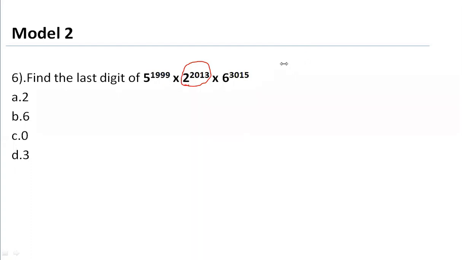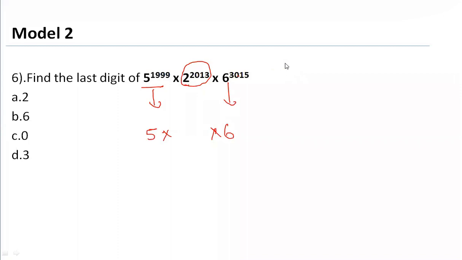Super, Kavya. So 5 power 199. 5 power any number gives 5 as the units place, so no need to worry. Next, 6 power 3015. 6 power anything gives 6 as the units place, so no need to worry. 5 power any number gives 5, 6 power any number gives 6. Okay. 6 5s are 30. You have a units place equal to 0 now. That means the answer for the question will be 0.